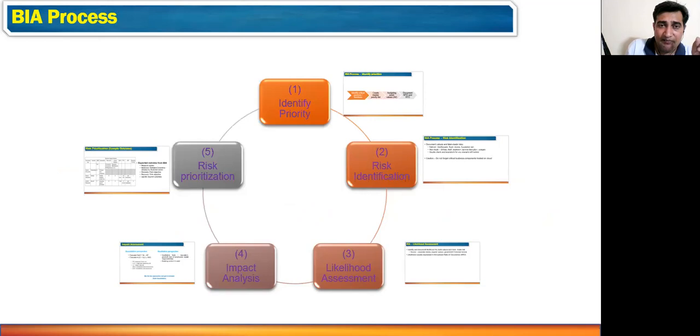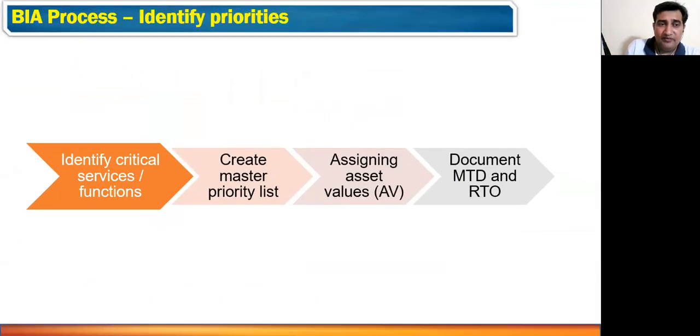So first and foremost, we will identify priorities. In that, we will identify critical services and functions. We will sit together and keep on documenting what the critical business functions are. If these are down, then there will be loss to the company. We will document all that. Then we will create a master priority list, right? Against that priority list, we will also have another column called assigning asset value. That means we can take it from the CMDB, maybe your asset management, or we can also ask the respective project team what the value is for this particular asset, right? And then based on that, we will document, as I told you, MTD, RTO, RPO, all those kinds of things. Okay.